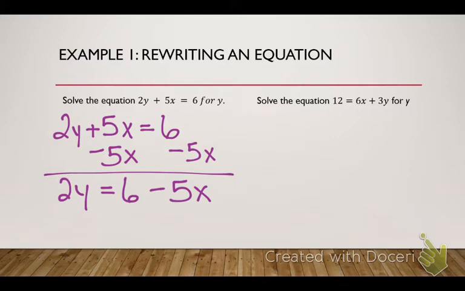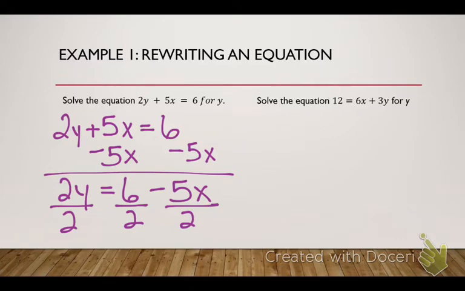Okay? Now I'm almost there, but I still don't have y by itself. Okay, so what's connecting 2 and y? Is it addition, subtraction, multiplication, or division? Multiplication. So what would I need to do across the board to get y by itself? Divide by 2. And because I couldn't combine 6 and negative 5x, I'm dividing each term by 2. How did I know by 2? Because that's the number that was connected to my variable.